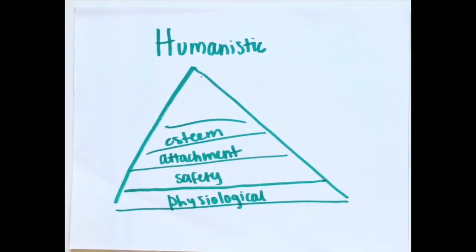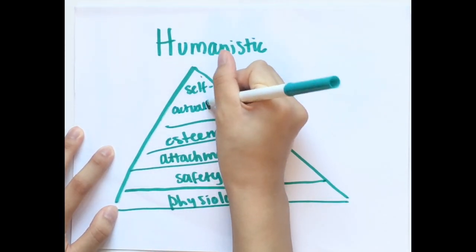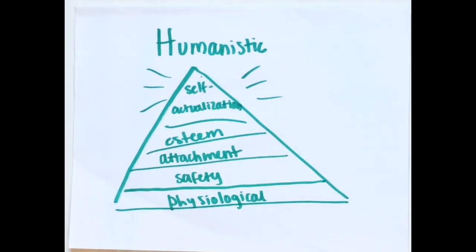Above is esteem, confidence in one's abilities. And at the top is self-actualization, which is the jackpot. Self-actualization is reaching one's full potential in life. Maslow argued that one must fulfill all the needs of one level before going up a step, and ultimately the goal of life is self-actualization.